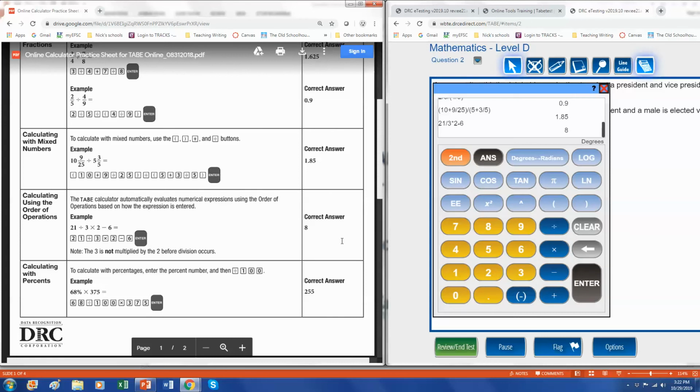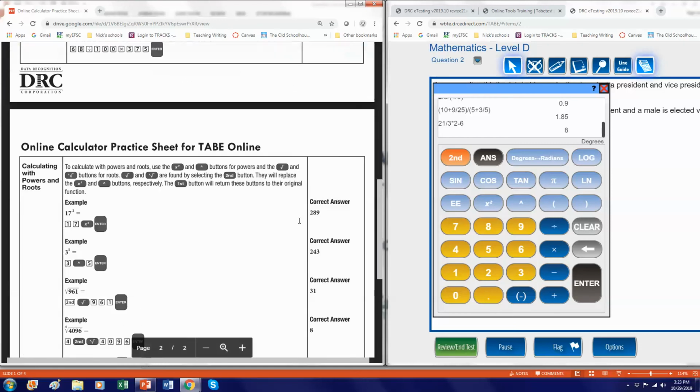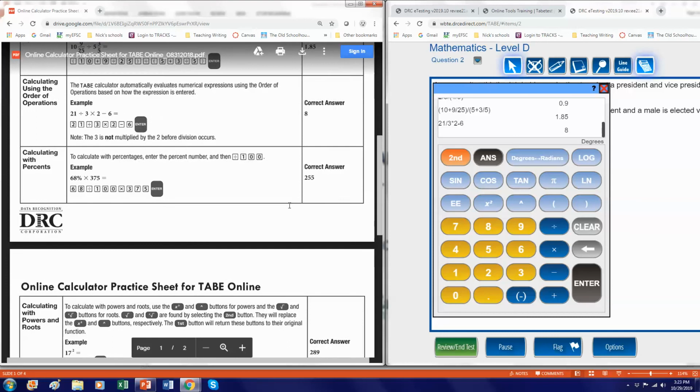And we get the correct answer of 8. So this calculator does order of operations for you when you're doing stuff like this. When you need to worry about parentheses is like mixed numbers and fractions and stuff like that. But this calculator will do order of operations for you.